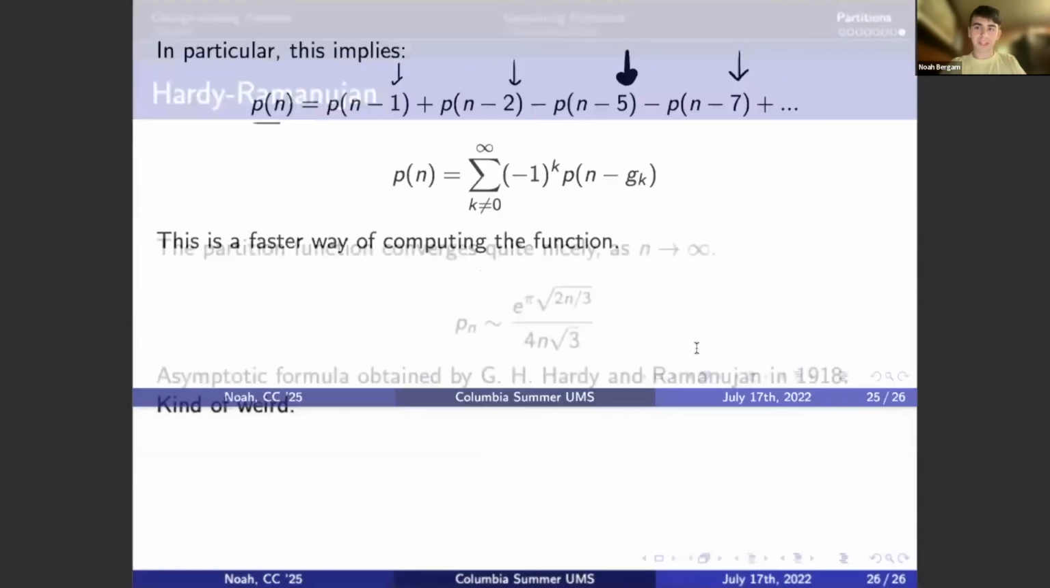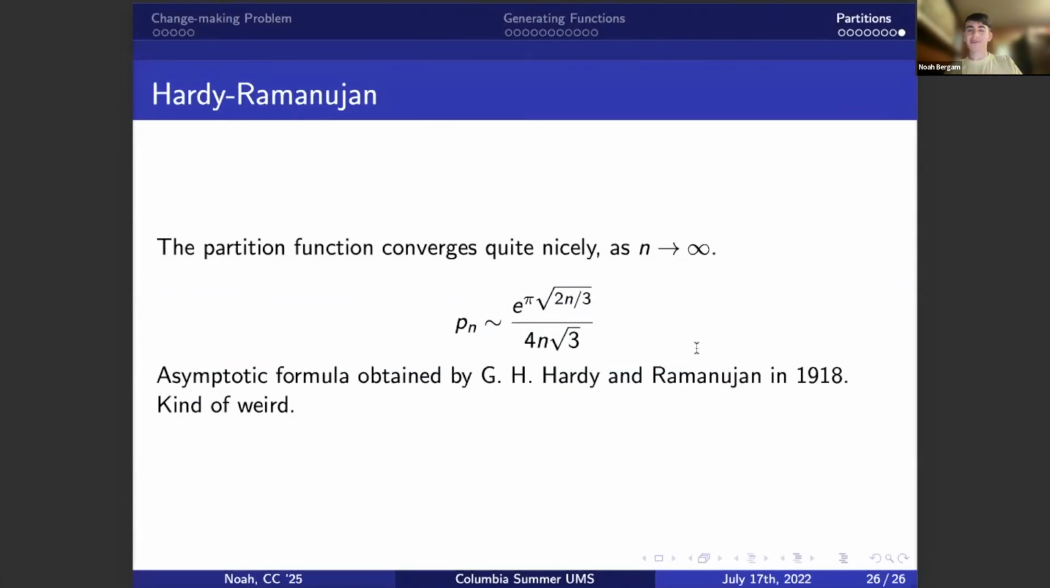Now there's one more result that I want to go through that's obviously way too complicated for this discussion, or for any kind of rigorous mathematical treatment. But it's really fascinating: if you take the partition function to extremely large values of n, you find that it converges to a function that includes e to some power of pi with some square roots that have n in them. This asymptotic formula was obtained by G.H. Hardy and Ramanujan in 1918. These are pretty famous mathematicians.